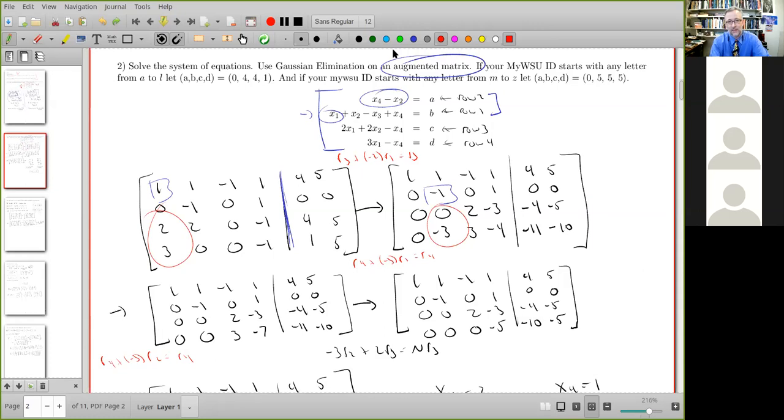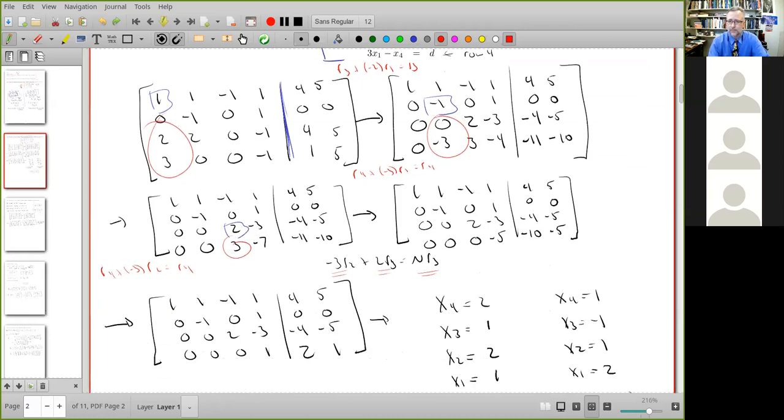And then now I have a lead, and I want to make everybody below it a zero. I took negative three row twos and two row threes to make a new row three. And we finally get this thing in Gaussian elimination, right? I want to make it triangular so that I can now back solve.